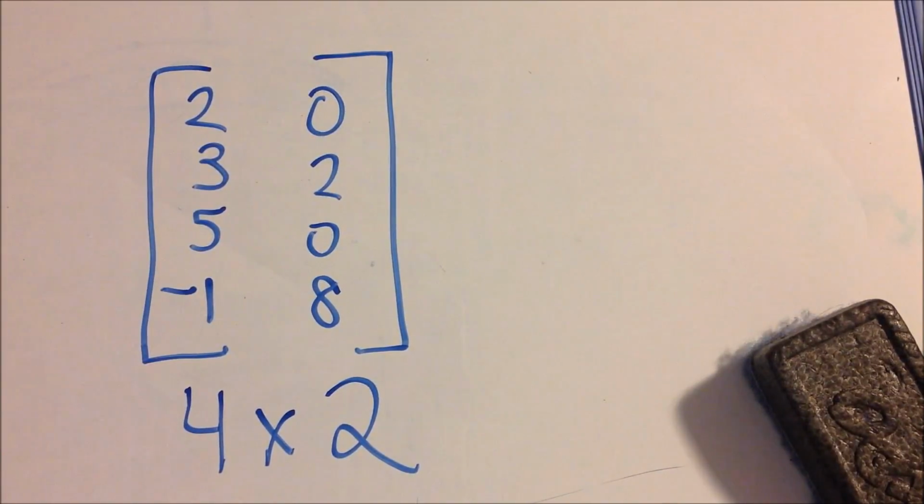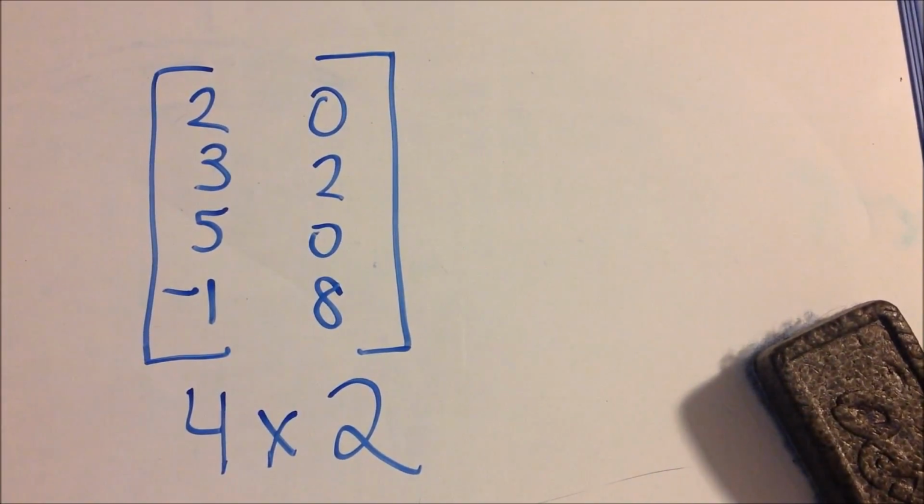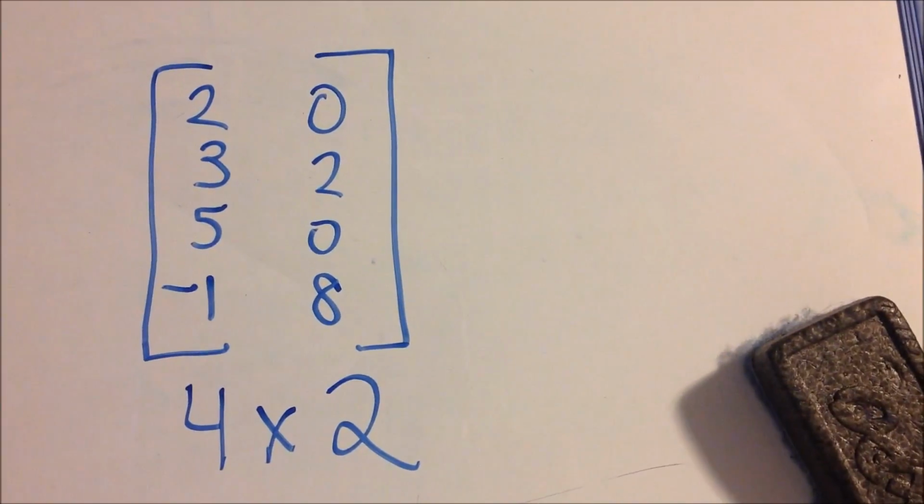And again, a matrix is an arrangement of data, either rectangular or square. Now in our next video, we'll go over how to add them and subtract them.